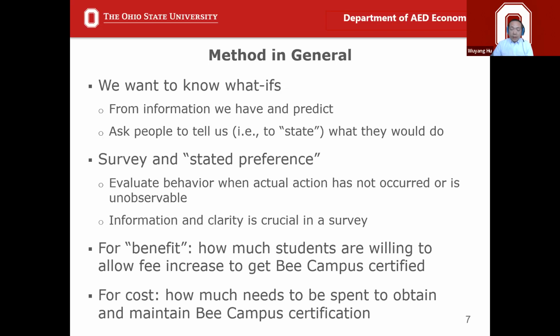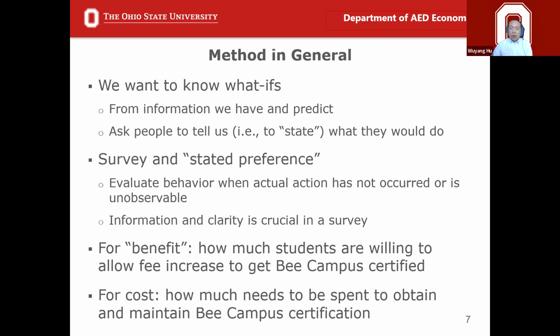Right. We also recognize that information in the process is important, because we're going to describe something that is not in reality, at least in OSU reality. We don't have the certification yet. We want to understand how people envision, how people would prefer, and their attitude towards the B Campus certification. For benefits, we're going to estimate, assess how much students are willing to allow a fee increase, their student fee increase, to get B Campus certification. So we use this fee increase as our benefit measure.